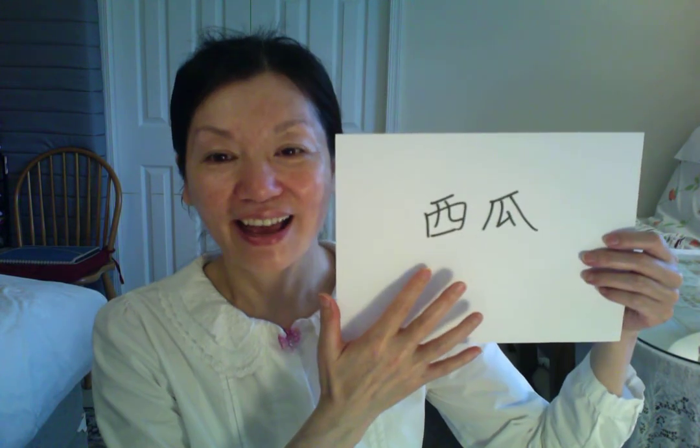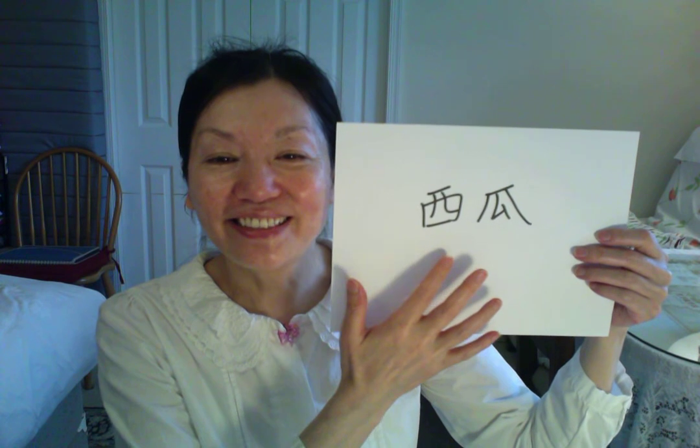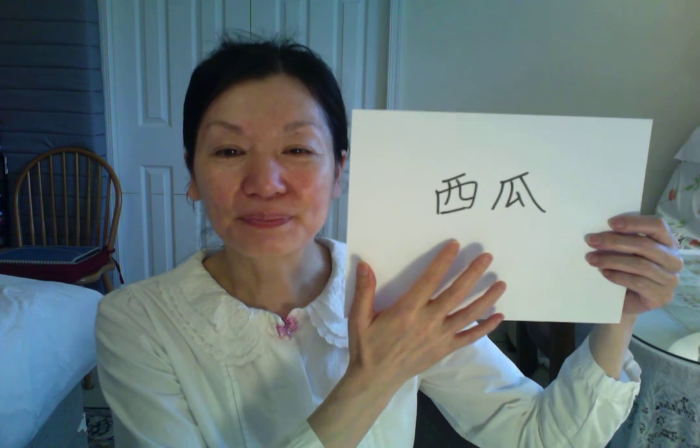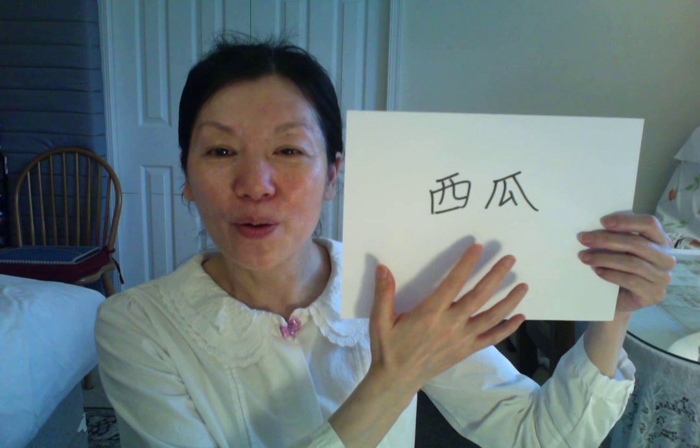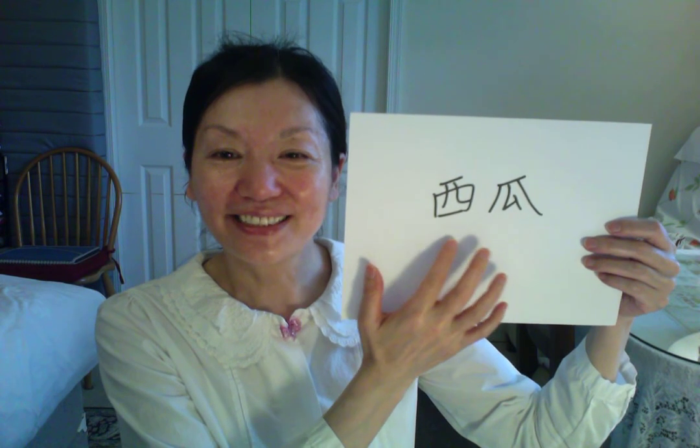We learned a lot of fruit names, right? One time. 西瓜. Yeah, one more time. 西瓜. Xigua. Watermelon. Okay. So the next one here.